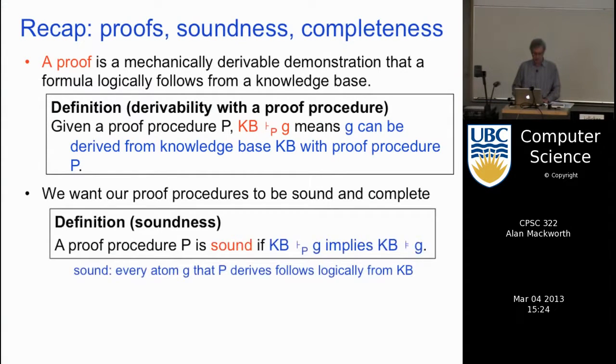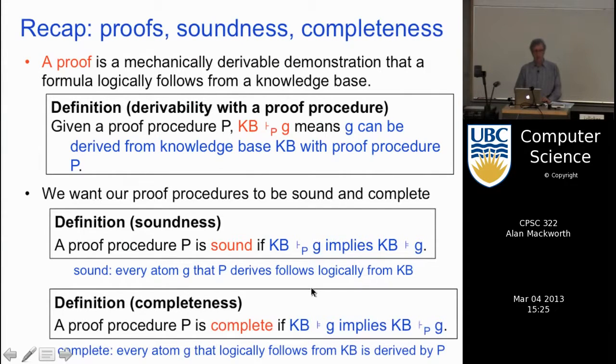We want certain properties for these proof procedures because we want to relate back to the semantics, the logically follows notion of the double turnstile. So what's the connection between the single turnstile and the double turnstile? There are two ways you want to go, of course. The easy one is to show that if G is derivable by P from KB, that implies that G logically follows from the knowledge base. G is a theorem, is a way of saying it. That's soundness. It means that every time you derive something, it's true in all models. It's a good use of the word sound, because it means you're never going to make a mistake. Everything you prove mechanically, derivably, will be true in all models. Every atom G that P derives follows logically from the knowledge base. So this is the derivation, and this is the follows logically.